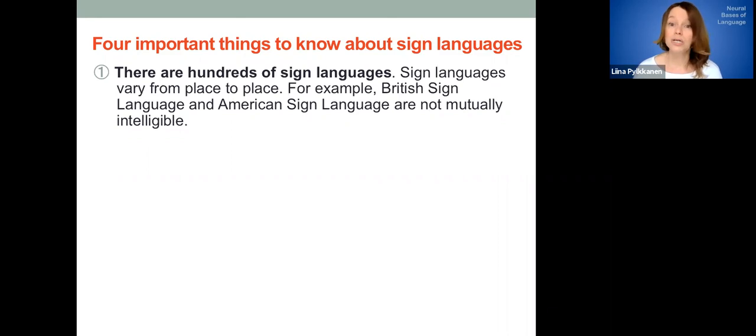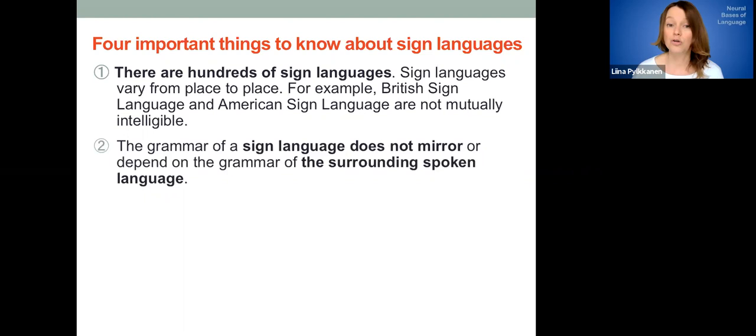Also, if two countries or regions share a spoken language, that does not mean they share a sign language. So, for example, British Sign Language and American Sign Language are not mutually intelligible, even though people in the US and in the UK usually can understand each other if they're speaking varieties of English. Second, the grammar of a sign language does not mirror or depend on the grammar of the surrounding spoken language. It does not follow the surrounding spoken language.